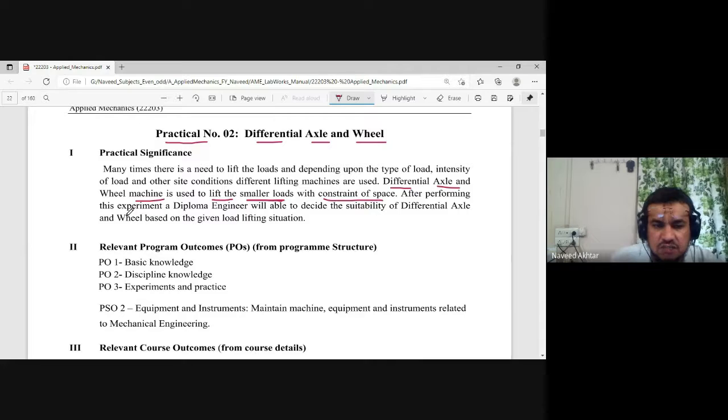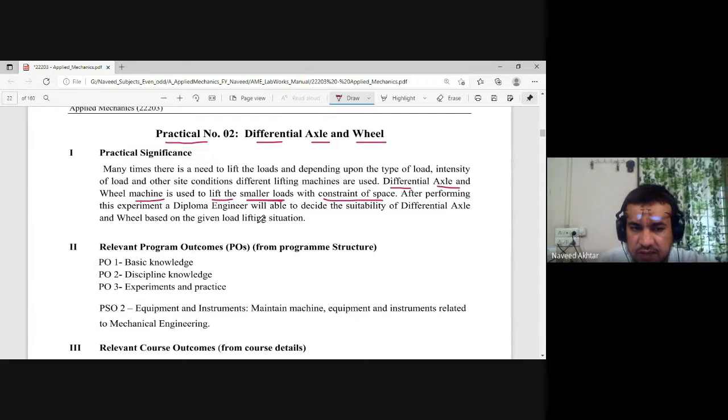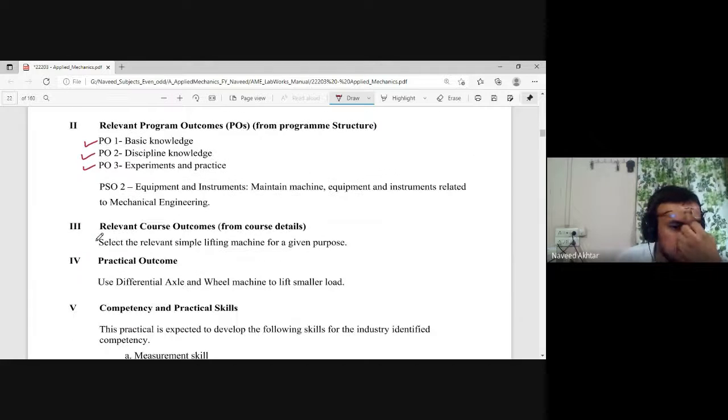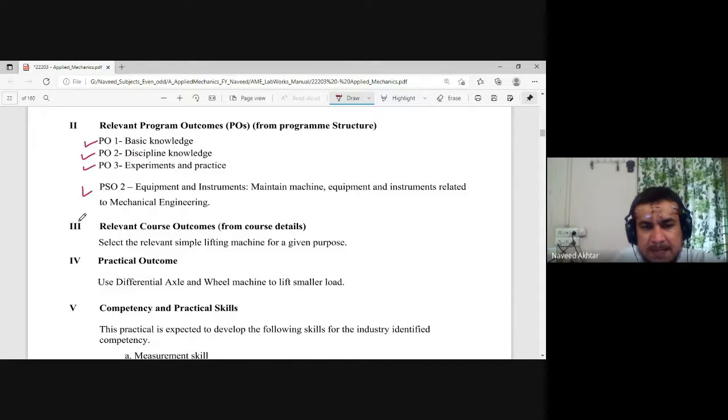After performing this experiment, diploma engineers will be able to decide the suitability of the differential axle and wheel based on the given load lifting situation. So the relevant program outcomes for this practical are PO1, that is basic knowledge, PO2, that is engineering knowledge, and PO3, that is experiments and practice. And the program specific outcome is maintenance of machines, equipment and instruments related to mechanical engineering.